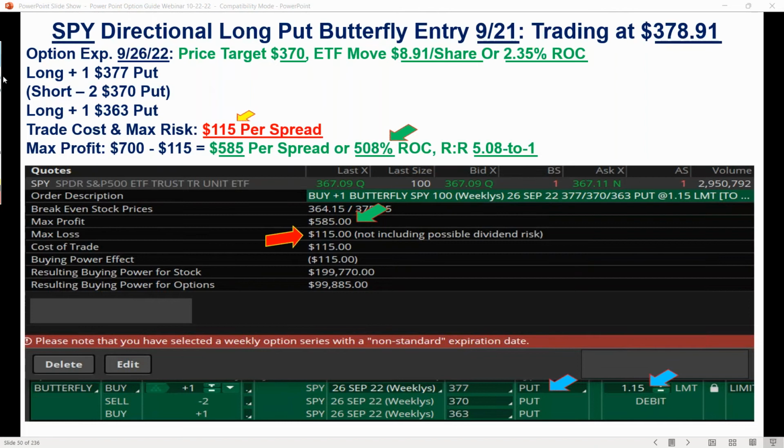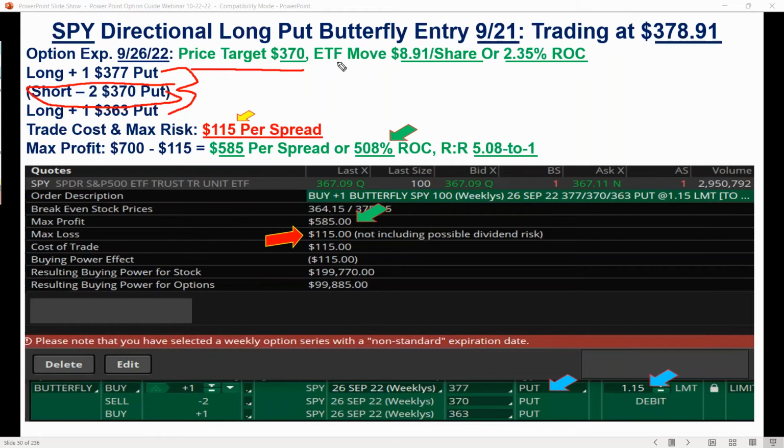So we shorted there and covered here when it was down to 369, and did this with the butterfly. Again, we targeted the trade. We were targeting that 370 strike right there. This was based on Fibonacci and moving average support and resistance. So you can see 377, 370, 363.